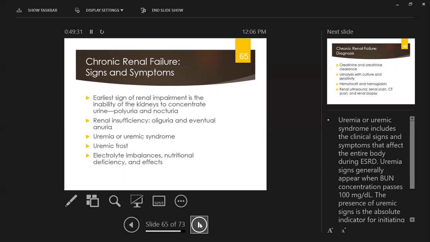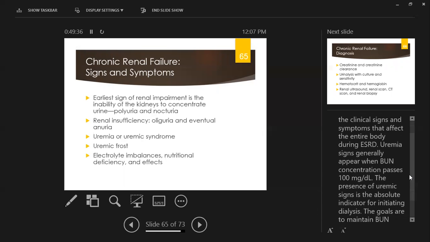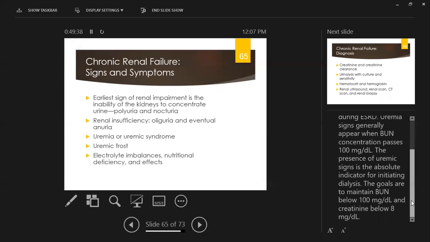Uremia or uremic syndrome includes the clinical signs and symptoms that affect the entire body during end-stage renal disease. Uremia signs generally appear when that BUN goes above 100 milligrams per deciliter. Presence of uremic signs is the absolute indicator for initiating dialysis.